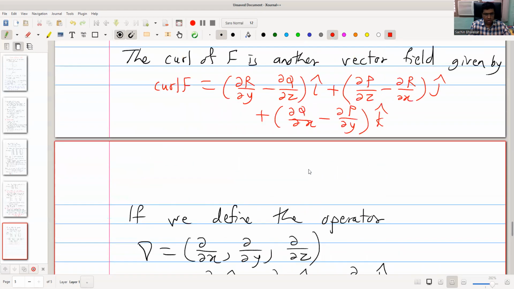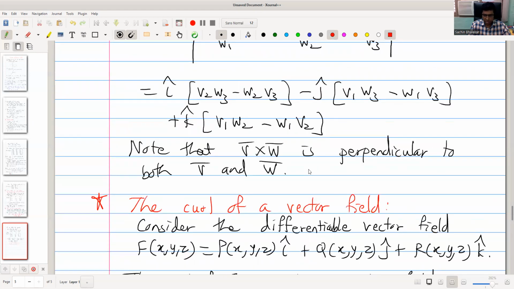We discuss some more terminologies in the next lecture, that is divergence of a vector field. Then we solve some examples and we discuss the gradient of a scalar field.